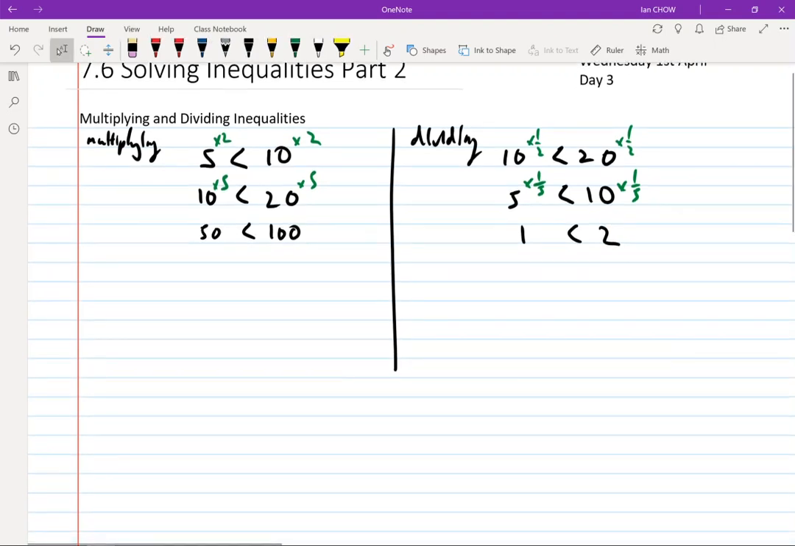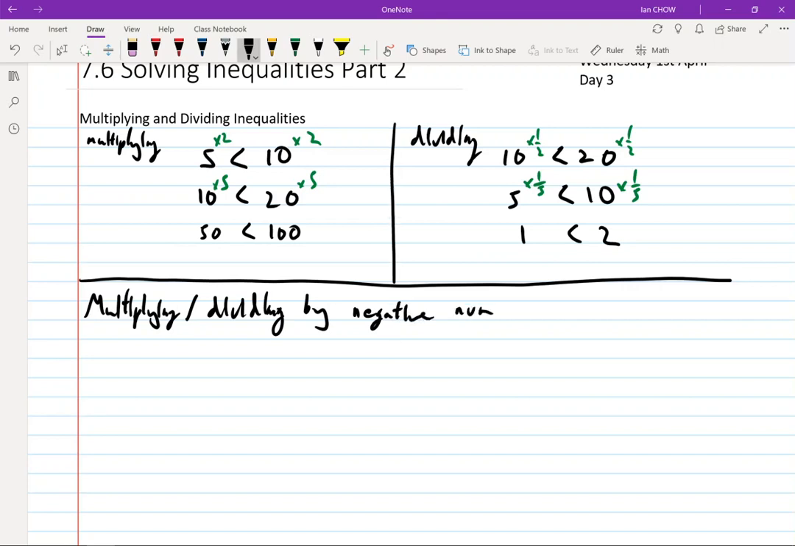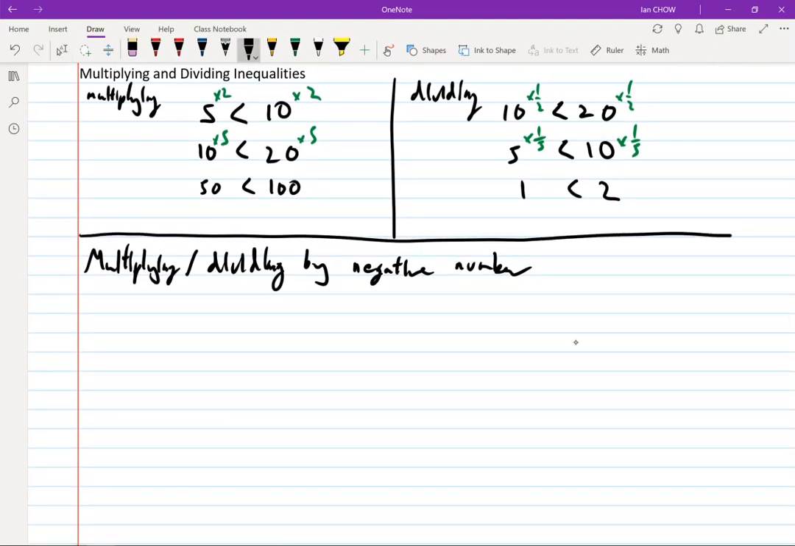Now, there's one different thing that I want to talk about. That is, what if we multiply and divide by a negative number? So over here, I'm going to make a new section, multiplying slash dividing by a negative number. So let's start off with the same example. Let's say that 5 is less than 10. That is certainly true. We're starting off with real numbers so that we can actually see the inequality.